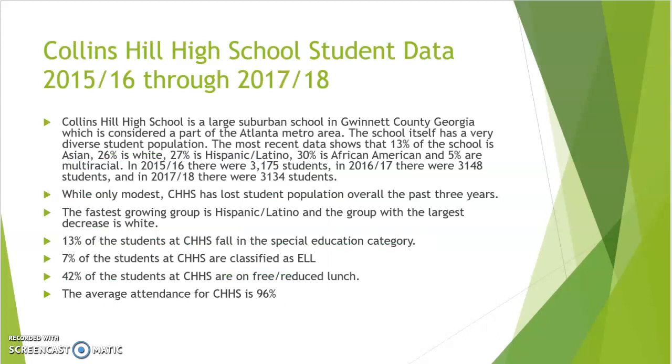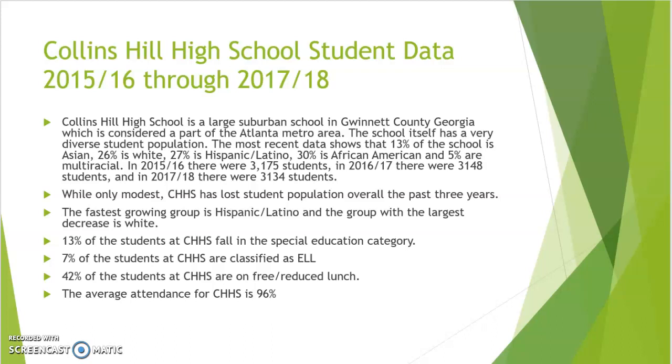Student data. Collins Hill, first off, is a large suburban high school in Gwinnett County. This is a part of the Atlanta metro area. The school itself has a very diverse population. The most recent data has 13% of the school is Asian, 26% white, 27% is Hispanic Latino, 30% is African American, and 5% are multiracial.